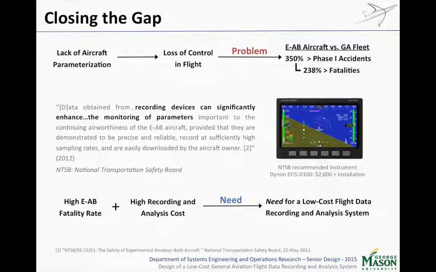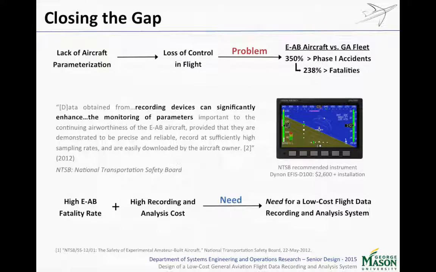The NTSB has done a study on this exact topic and found that the use of recording devices can significantly enhance the monitoring of parameters. But unfortunately, there are two problems with the NTSB's recommendation, and both have to do with the device they recommend. The first problem is that the device costs $2,600 plus installation. This cost can be up to about 20% of the average cost of an experimental aircraft. The other problem is that the device is not purpose-built for their system. It must be retrofitted to fit their needs.